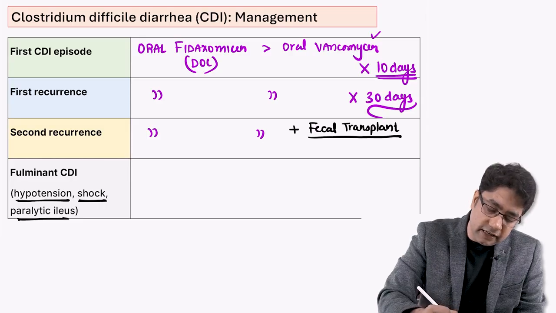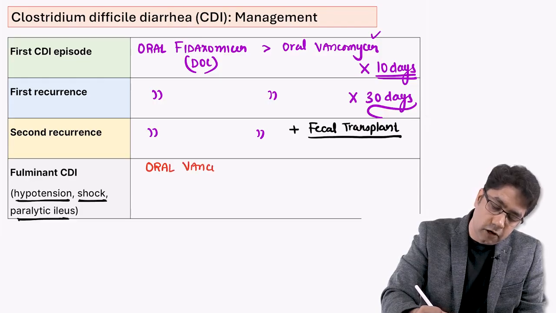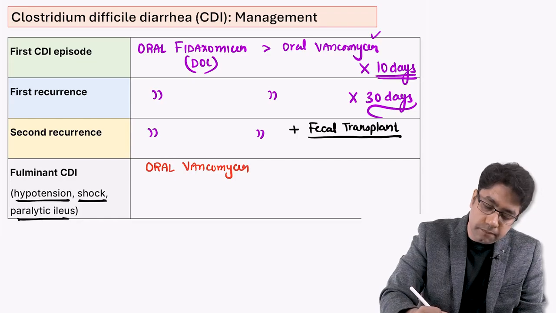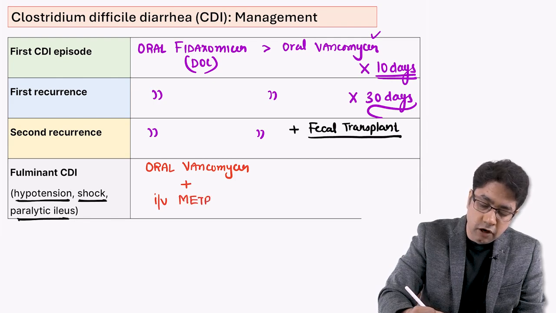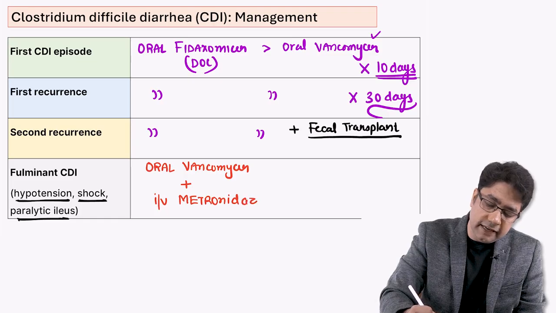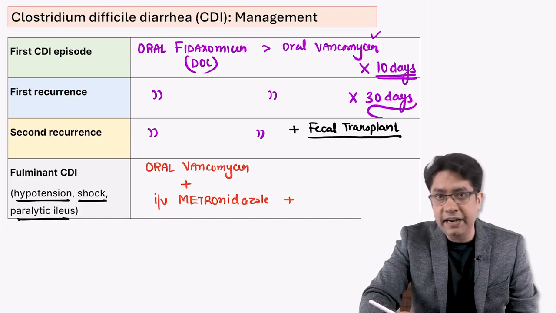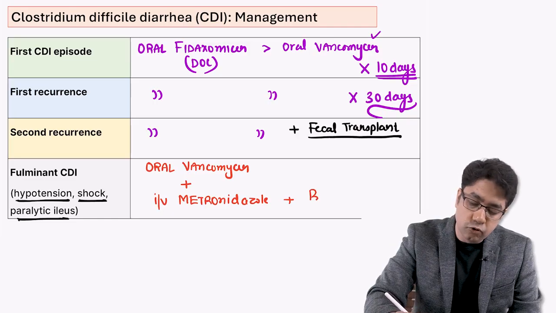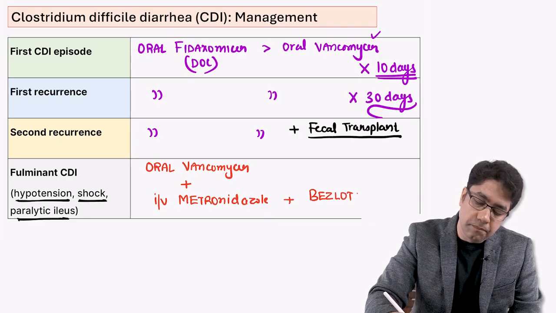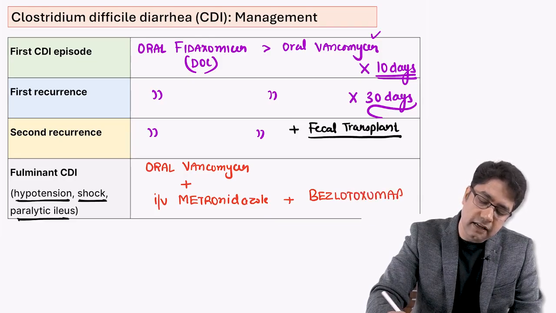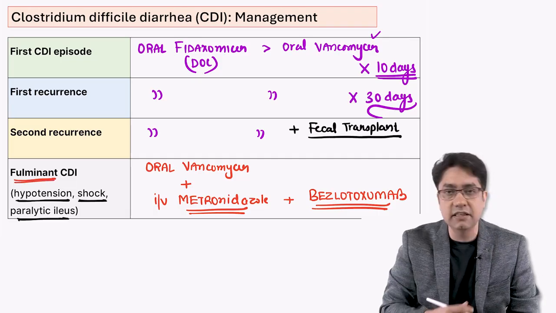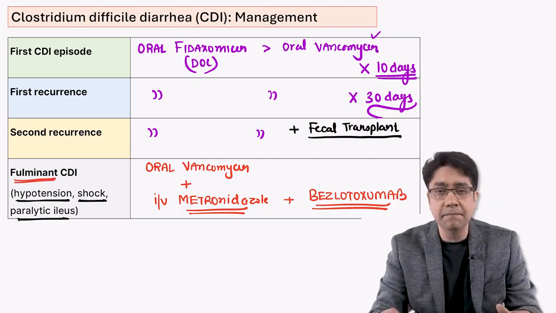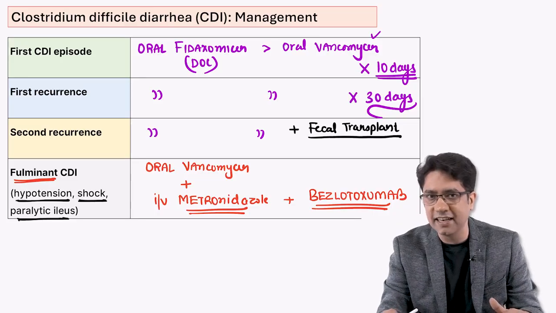In this emergency condition, we give the patient oral vancomycin to kill the bacteria in the colon. Plus we add intravenous metronidazole to kill the bacteria circulating in the blood, and we must add the antibiotic bezlotoxumab. Bezlotoxumab-like drugs are reserved for the fulminant type. That means when there is an emergency, we give this drug. So these are the management guidelines of Clostridium difficile infection.